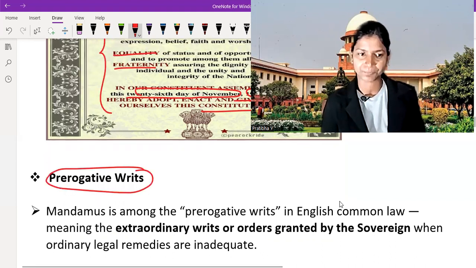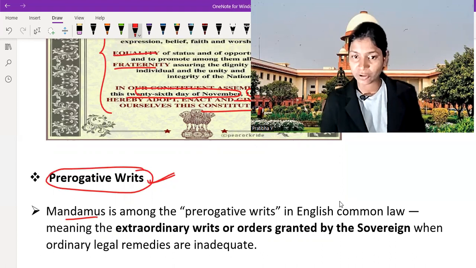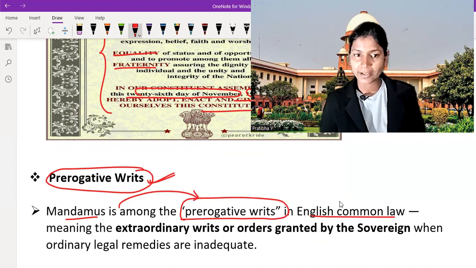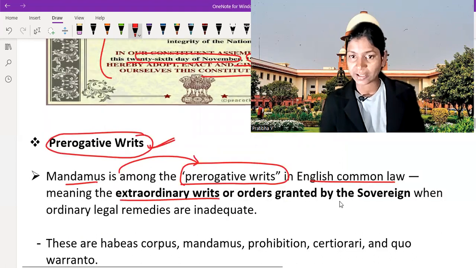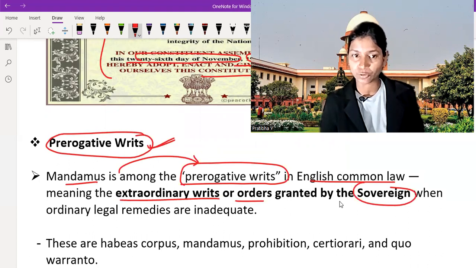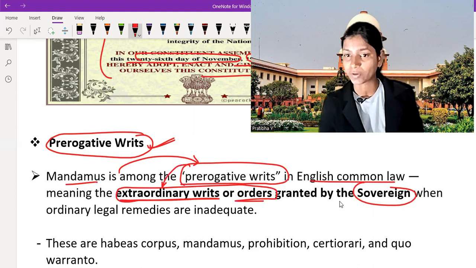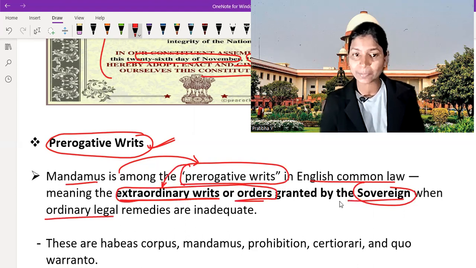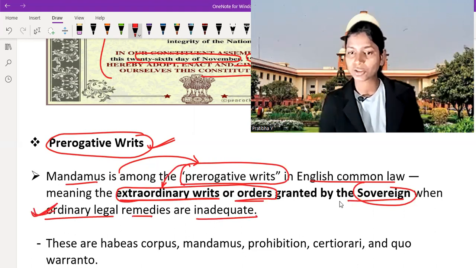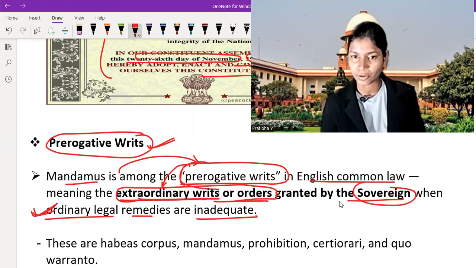What are prerogative writs? Mandamus is a part of the prerogative writs. In English common law, it means extraordinary writs or orders granted by a sovereign. So what is the meaning of prerogative writ? Prerogative writs means extraordinary writs or orders granted by the sovereign when ordinary legal remedies are inadequate. When ordinary legal remedies are inadequate, then the sovereign authority of any country issues an extraordinary writ or order. And this is also called prerogative writs. And mandamus is a part of prerogative writs.